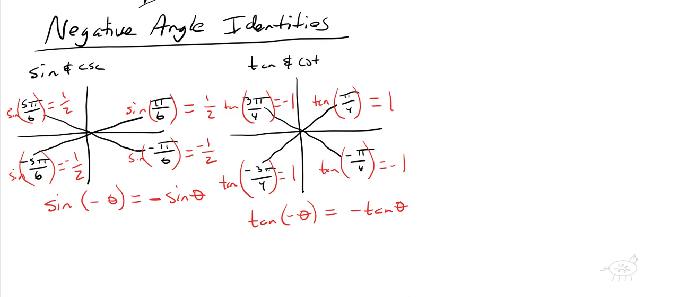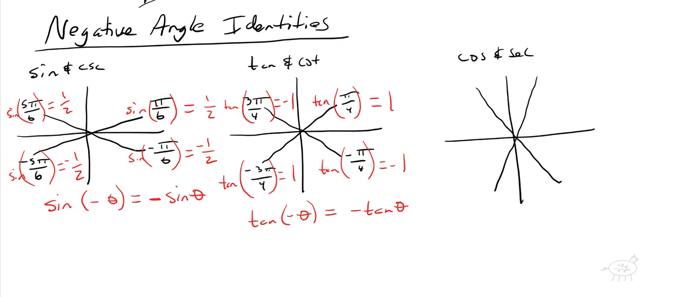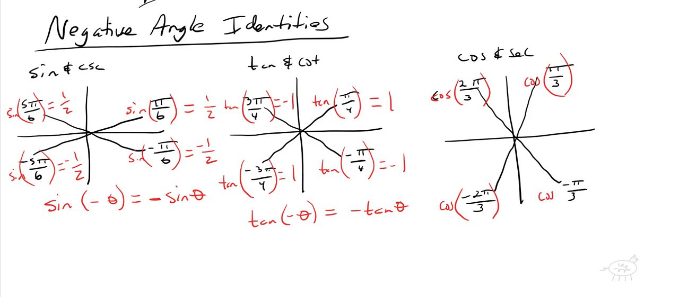Okay, and then our last one is cosine. So cosine and secant. Okay, so let's make a nice little graph again here. And we'll pick four values. We're going to do pi over 3, 2 pi over 3, negative pi over 3, and negative 2 pi over 3. Okay, so we're going to do cosine of these. Cosine of that, and cosine of that, and cosine of that.